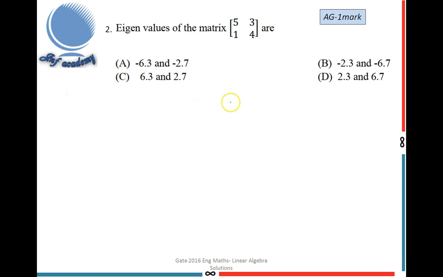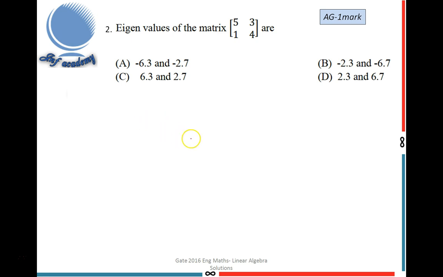The matrix given is a 2 by 2 matrix: 5 3 1 4. You have to find the eigenvalues of the given matrix. It's from AG department. It has 1 mark. Here I use two properties and you have to check the options one by one.